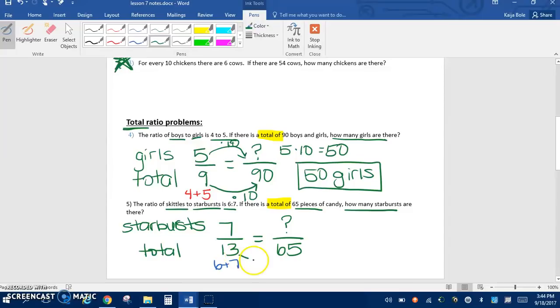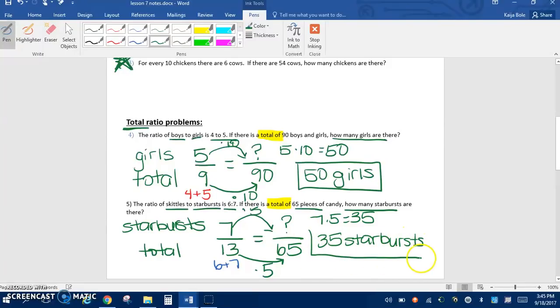So now we have to figure out 13 times what gives us 65. You might have to do this off to the side on your calculator, but 13 times 5 is 65. So then up here we're going to do 7 times 5 gives us our answer. So 7 times 5 is 35. So that means that there are 35 Starbursts. And that's our final answer.